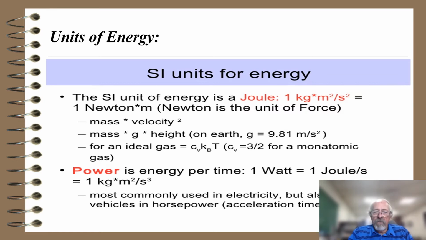For an ideal gas, there's another equation here. Power is energy per unit of time. So 1 watt is equal to 1 joule per second, which is equal to 1 kilogram times a meter squared per second squared. That's used mostly in electricity, but also for vehicles and horsepower, acceleration, time, and so forth.